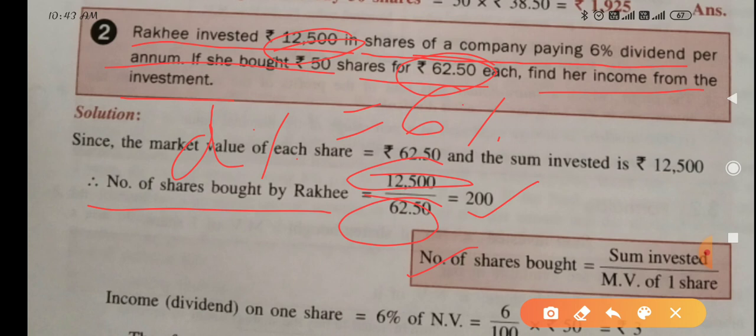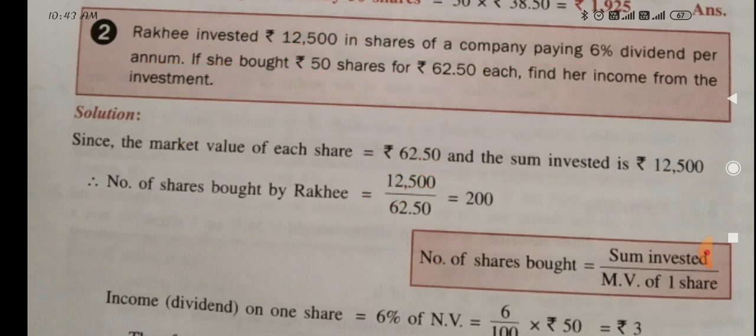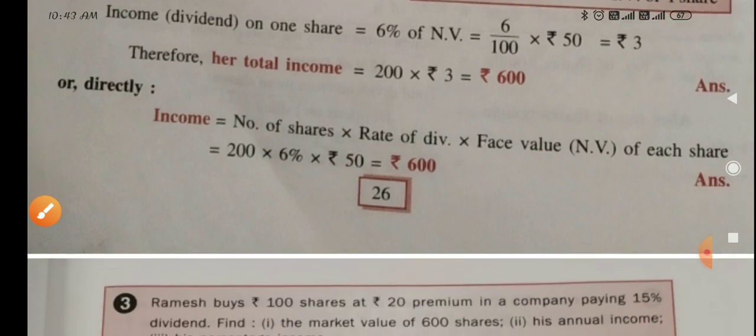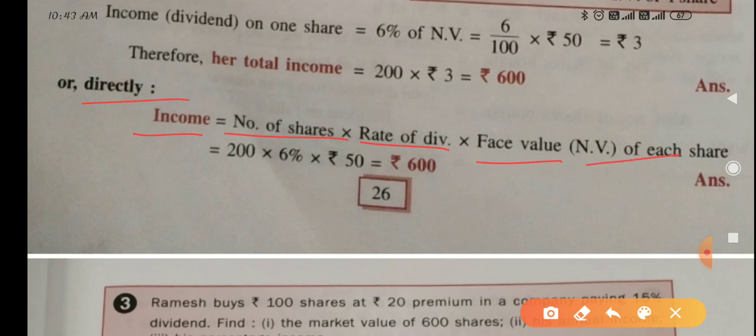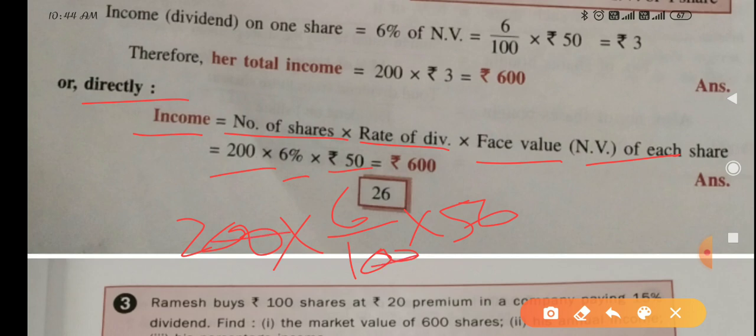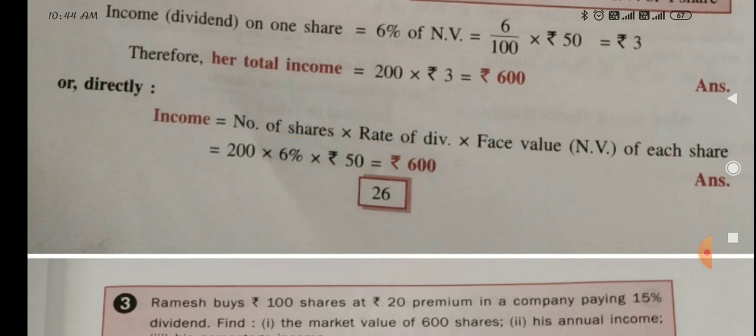Now you want to find the income from the investment. I told you the annual income formula: number of shares multiplied by dividend percent multiplied by NV of one share. Income equals number of shares, rate of dividend, face value or nominal value of each share. 200 shares, 6% dividend, 50 rupees NV of one share. So it will be 200 multiplied by 6 upon 100 into 50. Two zeros cancel, 5 2s are 10, so 600 is the answer. Now the next example is coming.